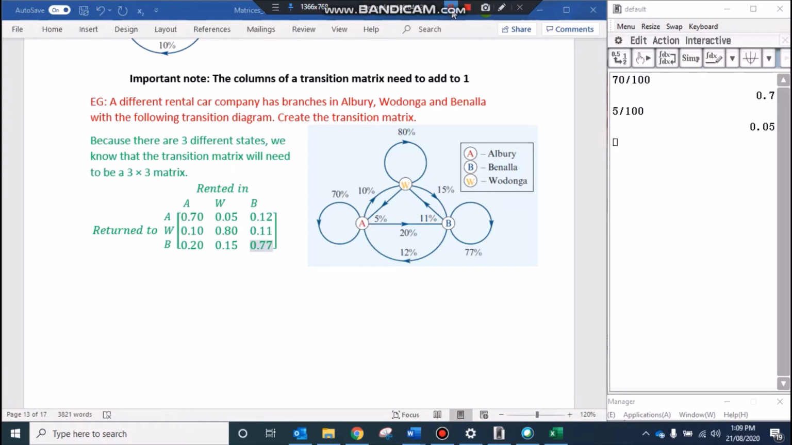All right, so we've finished filling them in, and you'll notice that keeping in line with this fact that the columns do need to add to 1, I'm not going to do it on the calculator, but if you did want to double check, you should find that each of these three columns do add to exactly 1.